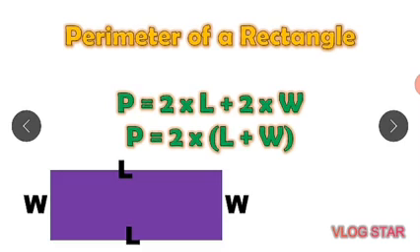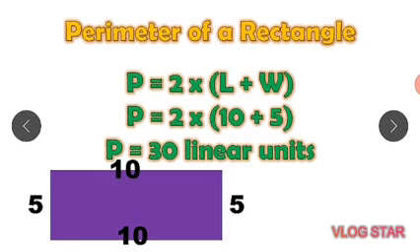Next is perimeter of a rectangle. Again, the same as the perimeter of a square, just add the measurement of each side. Since we have two lengths, then 2 times length. Then we have two widths, so 2 times width, or you can write it as 2 times the quantity length plus width. So that is the perimeter of a rectangle.